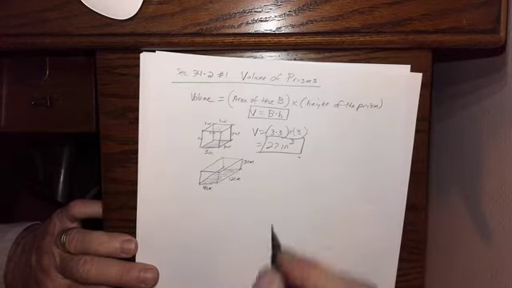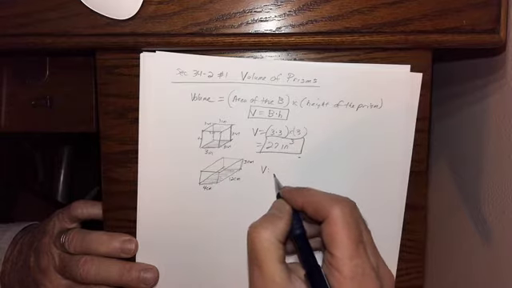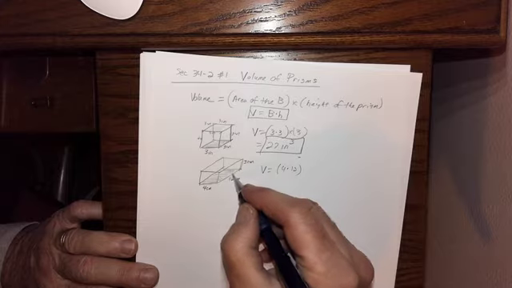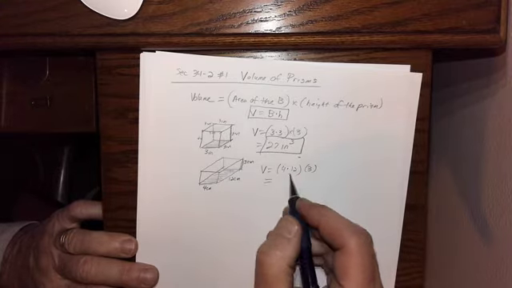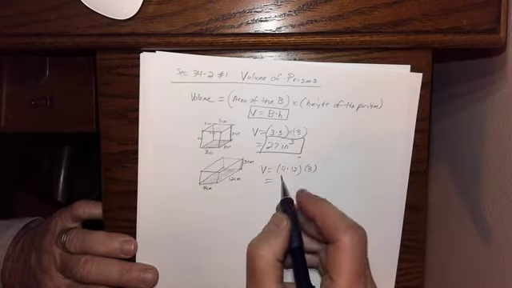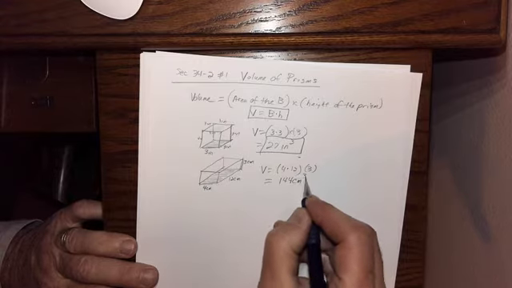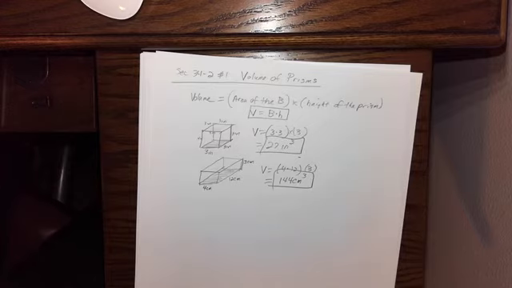Area of a rectangle was length times width. So volume is going to be 4 times 12, that's the area of the base, times the height, which is 3. You work that out, 4 times 12 is 48. 48 times 3 is 144 centimeters cubed. There is the volume of that prism.